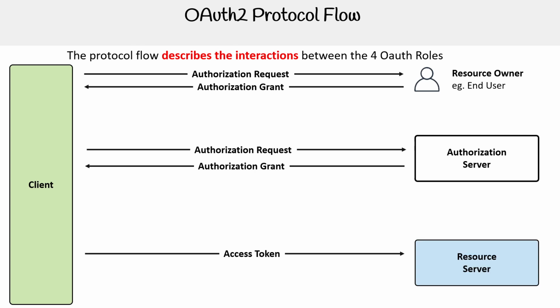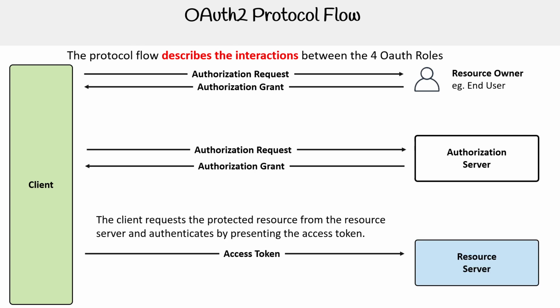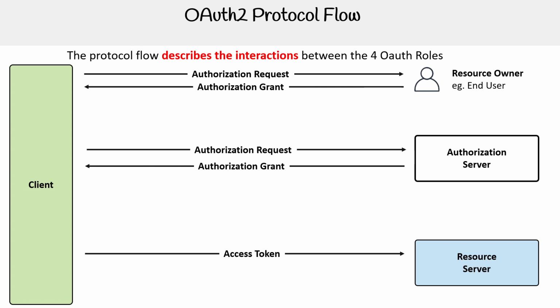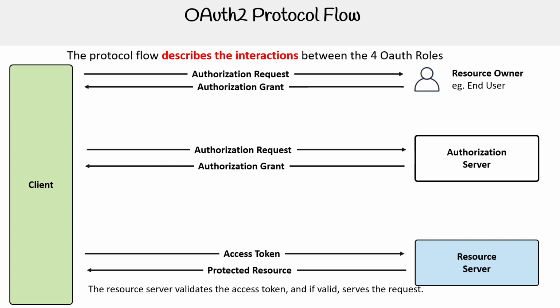All right, so now we have our access token, and so the client requests the protected resource from the resource server and authenticates by presenting the access token. And then the resource server validates that the access token is valid and serves the request. So that is the whole flow.